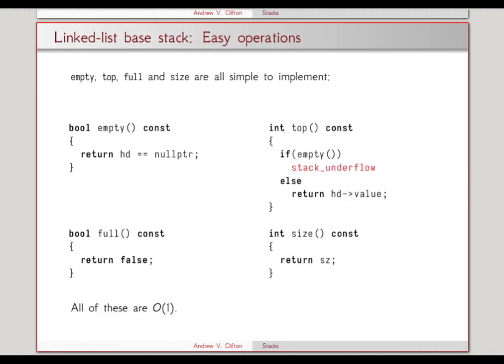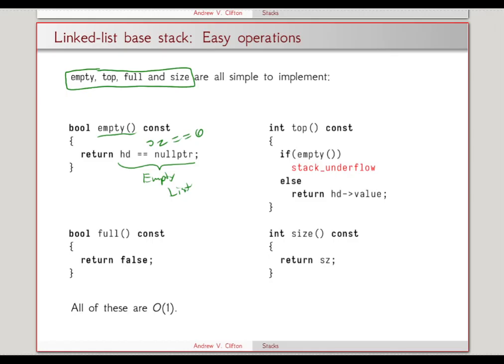So empty, top, full, and size, those are all pretty simple to implement. So when is our stack empty? The stack is empty when the list is empty. What does an empty list look like? It is a list where the head is a null pointer. So we just check to see if the head is a null pointer. Now, since we have that sz variable, instead of checking to see if the head is a null pointer, you could also just say is sz equal to 0, and that would also work. But head is null pointer is the general one. We don't always have that sz in all implementations of stacks.